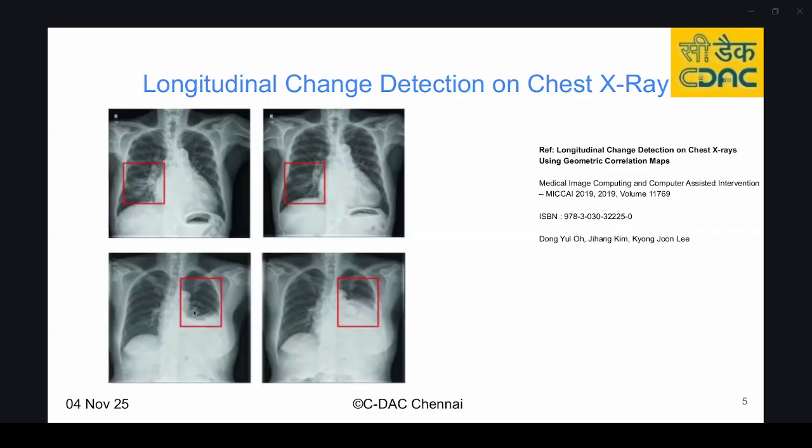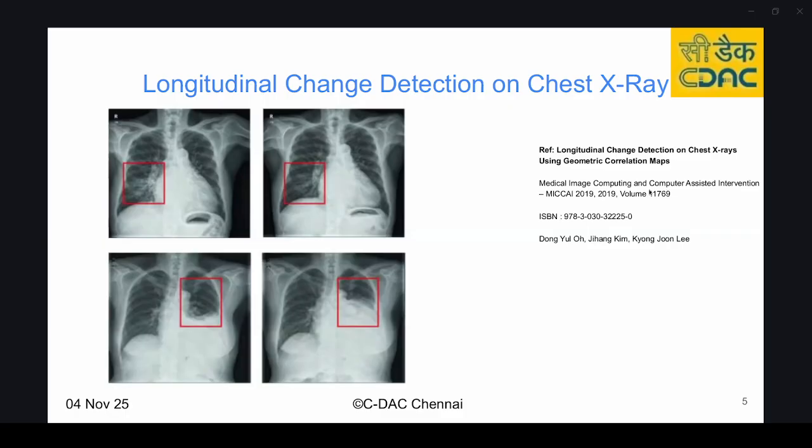And here you can see, at the beginning, the baseline X-ray doesn't have a mass, but after 3 months when they take the X-ray again, we are again seeing a mass here. So these can be detected by using computer assisted interventions, and they will be possible.